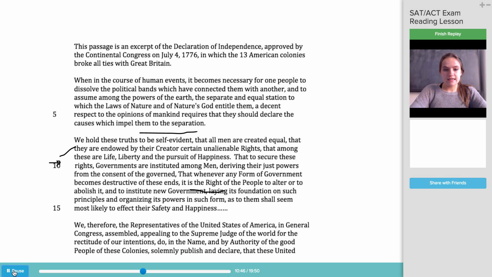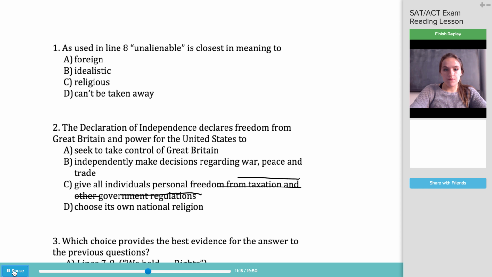In this text, if we review, let's erase this and look above. It says up here that it is the right of the people to alter or to abolish it. It referring to a form of government, and then to institute a new government. So you can see in this part of the text that they're not trying to be free from any government regulations. They just want to change the government they're currently under. So now we know that answer C here is incorrect.